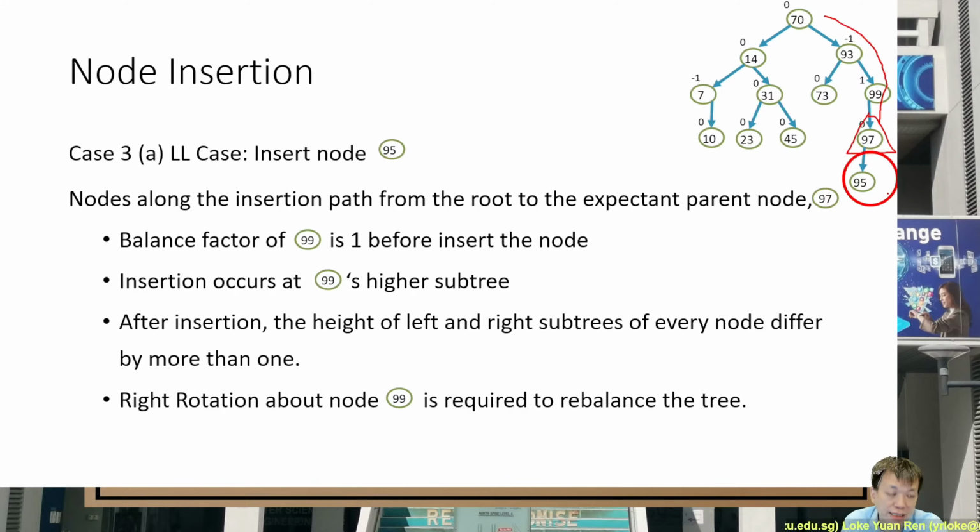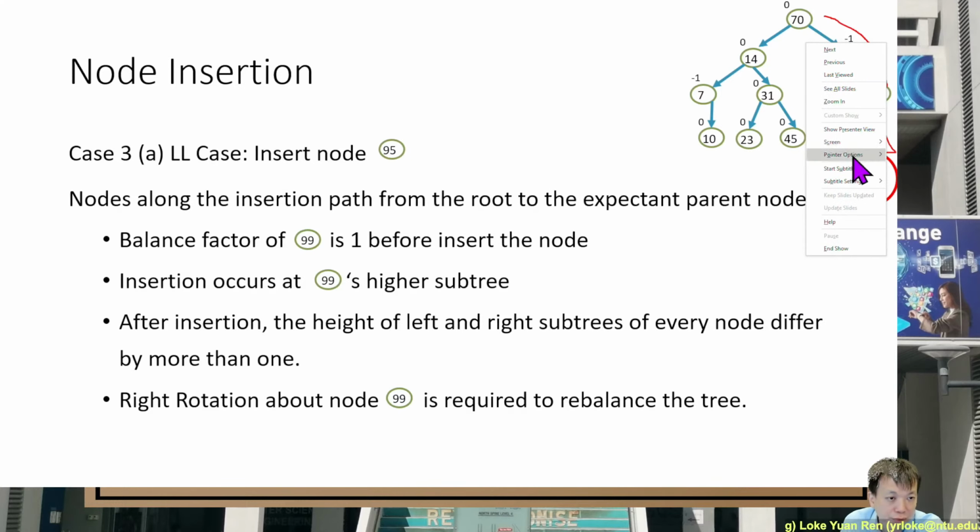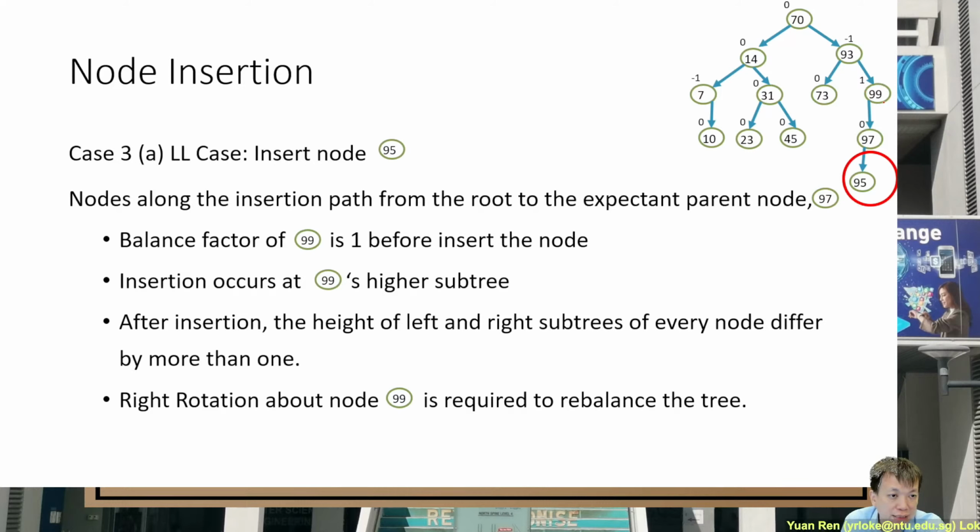So in this case, you expect that at node 99, you can see that from here, node 99, after insertion, the left side height is 1.